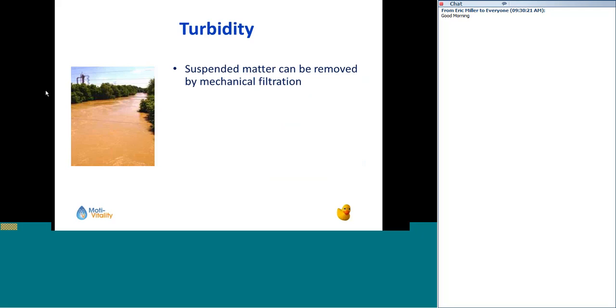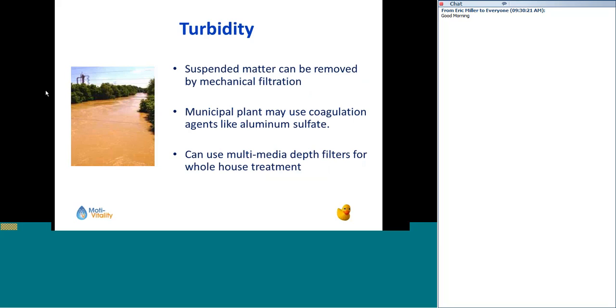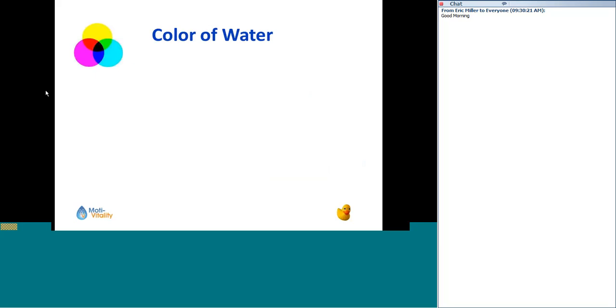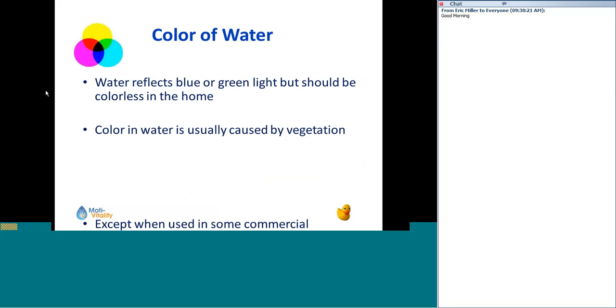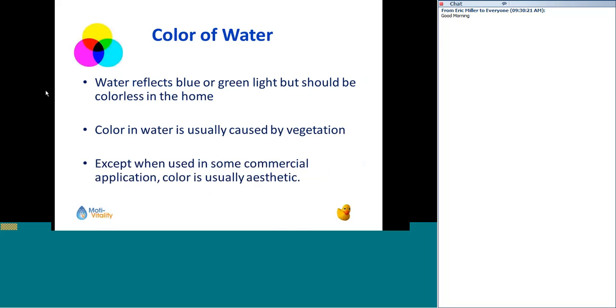Suspended matter can be removed by mechanical filtration, and if it is, turbidity is caused by suspended matter. A municipal plant may use a coagulant like aluminum sulfate, which basically clumps it all together so it can be filtered out and settled. You can use a multimedia depth filter for whole house treatment. Now, the color of the water is generally blue or green, but it should be colorless in the home. Color in the water is usually caused by vegetation. That's called tannins. Except when used in some commercial applications, color is usually aesthetic.